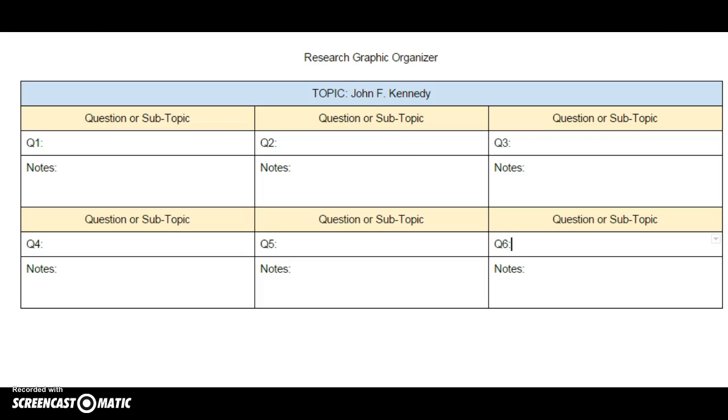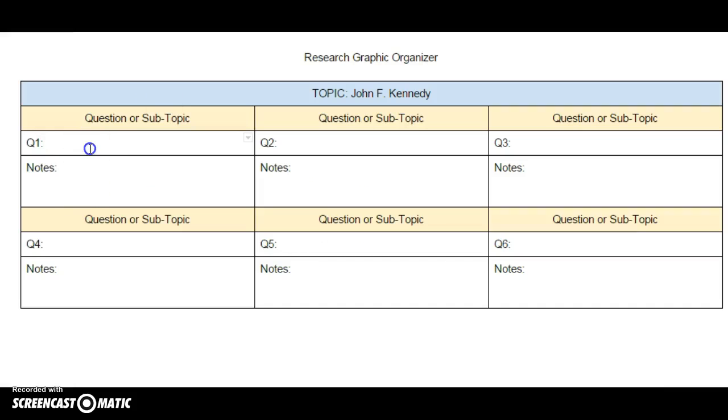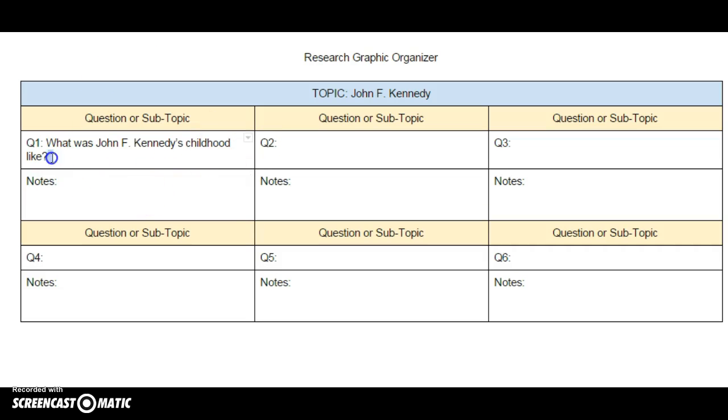So now that I've got this, I can go back and forth between this document and my graphic research document, my graphic organizer, and question 1. And I'm going to create a question now based off of the column what I want to know. Okay, so my first question is, what was John F. Kennedy's childhood like? And then I'm going to use this question. I can Google search this question, what was John F. Kennedy's childhood like, and I will get different documents, different websites.